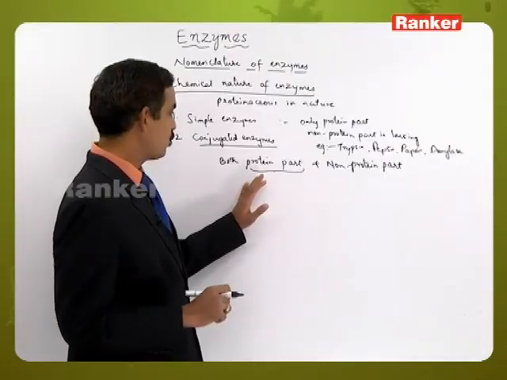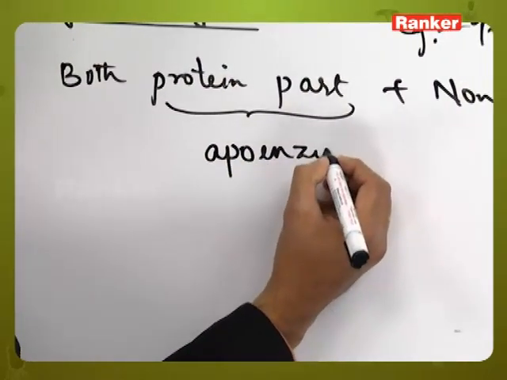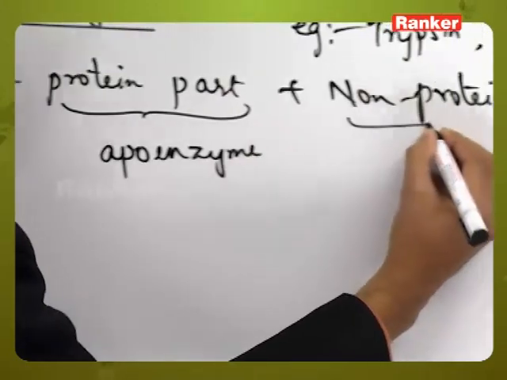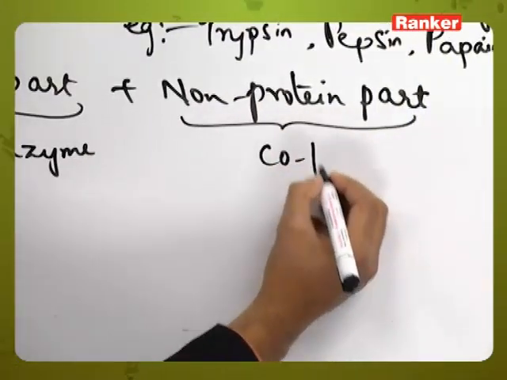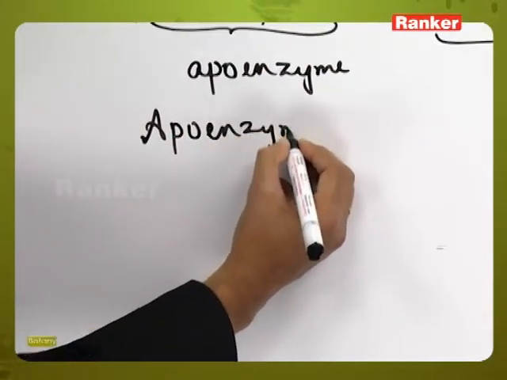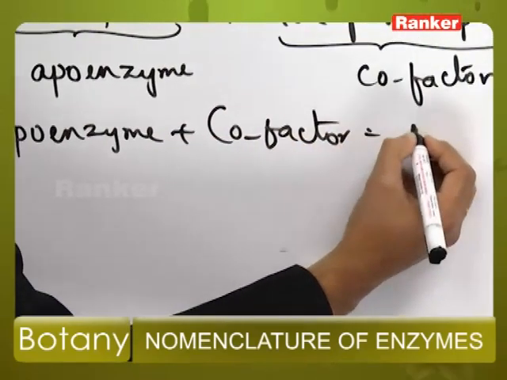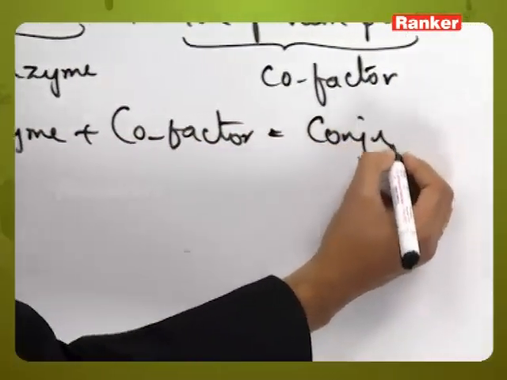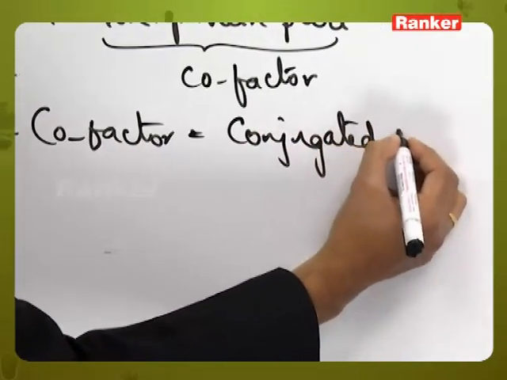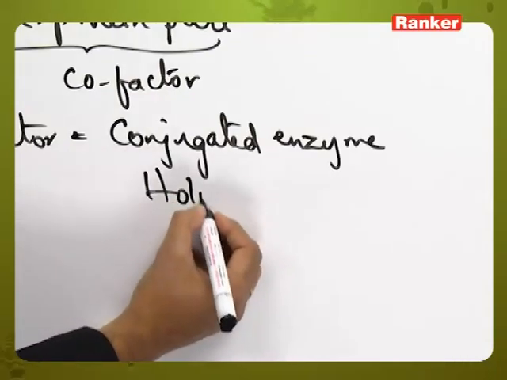Out of these two parts, the protein part is called the apoenzyme, and the non-protein part is called the cofactor. So a conjugated enzyme means apoenzyme plus cofactor. This is otherwise called the holoenzyme also.